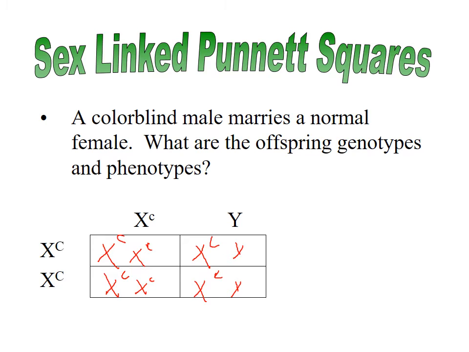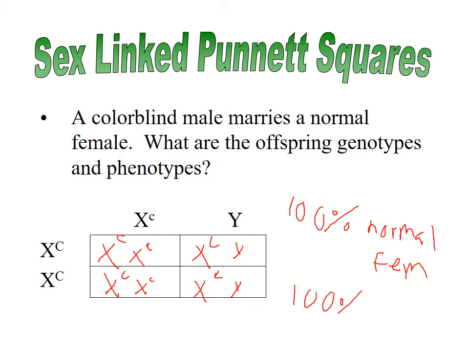So you can see that if you are a female, you have a 100% chance of not being colorblind. So all females are normal, 100% normal for females. And if you're a guy, you also have big C, so you also have a 100% chance, if you are a male baby, of being normal.